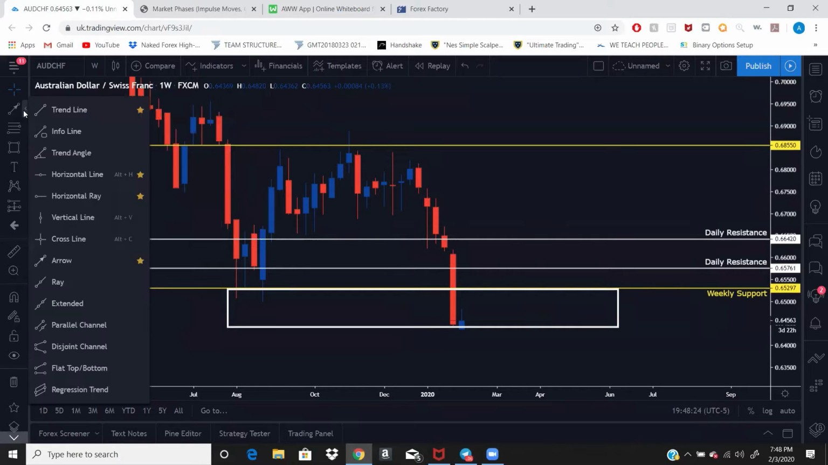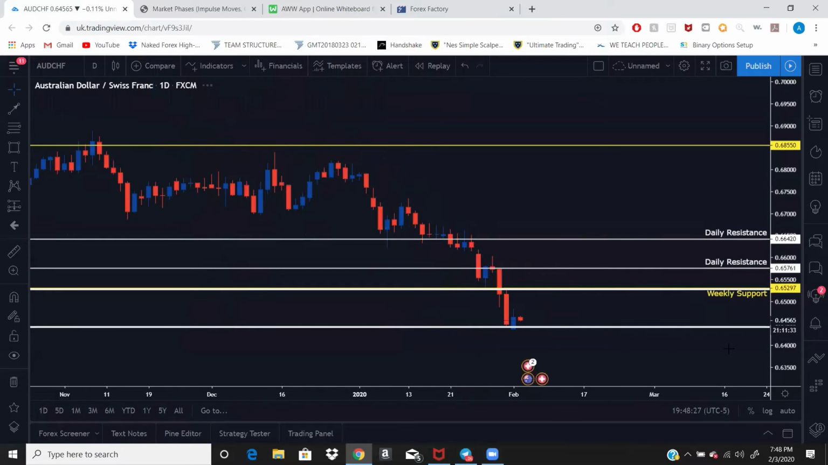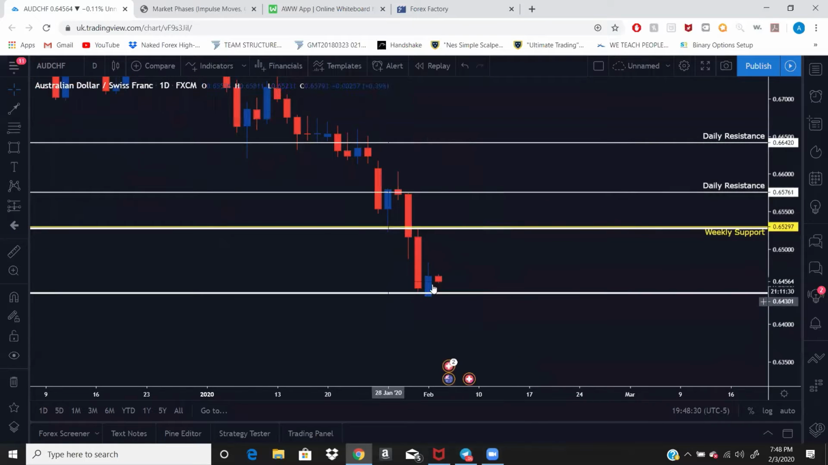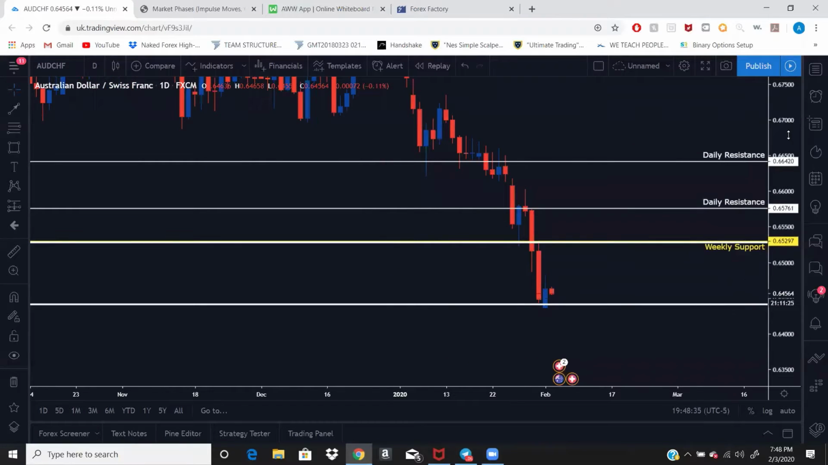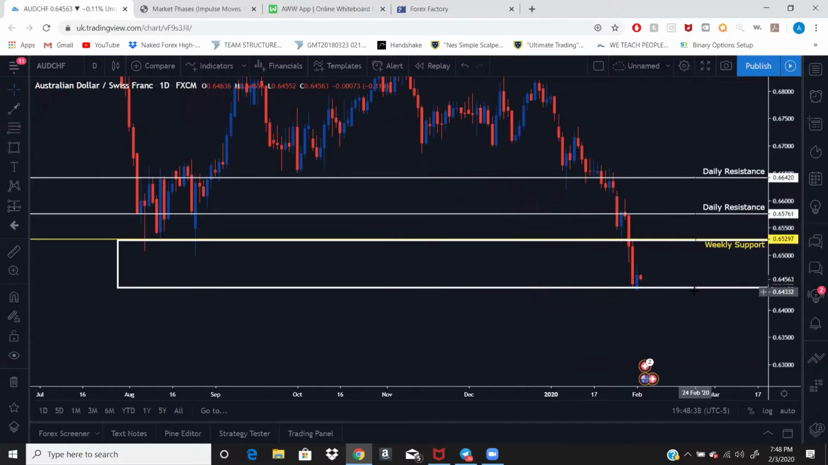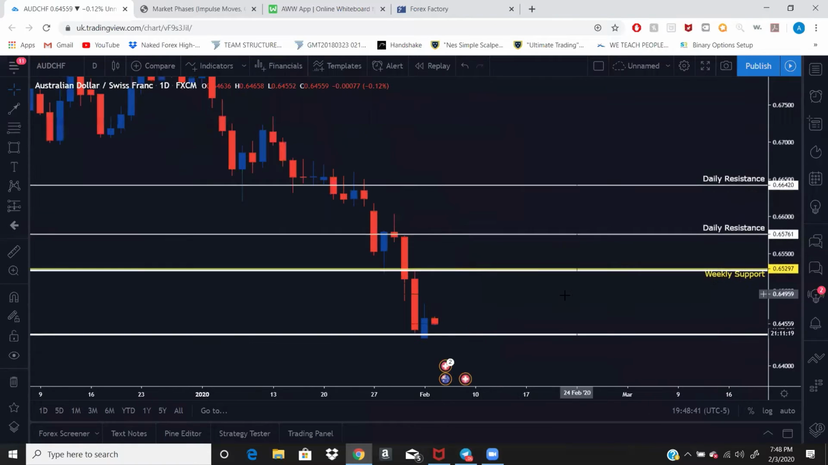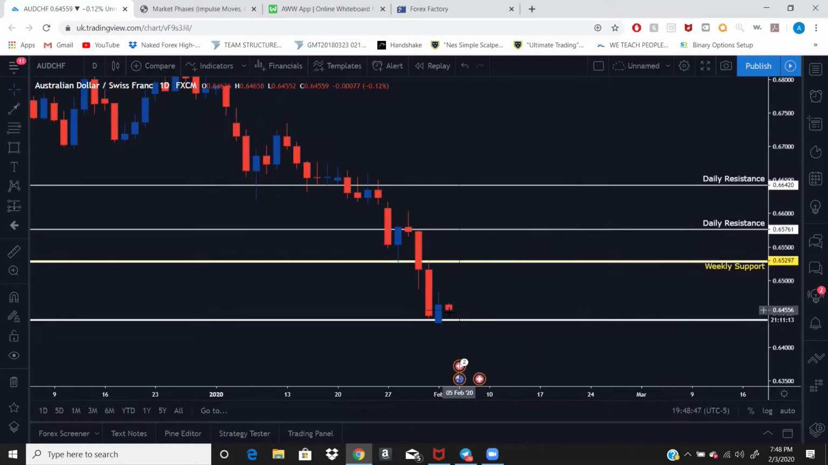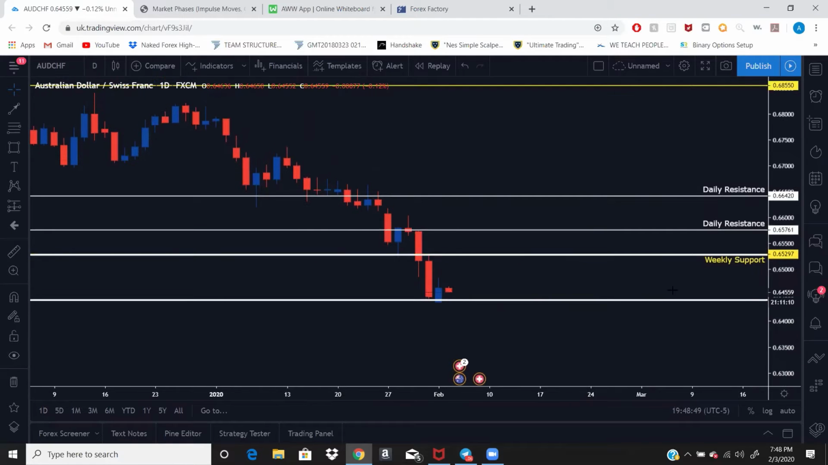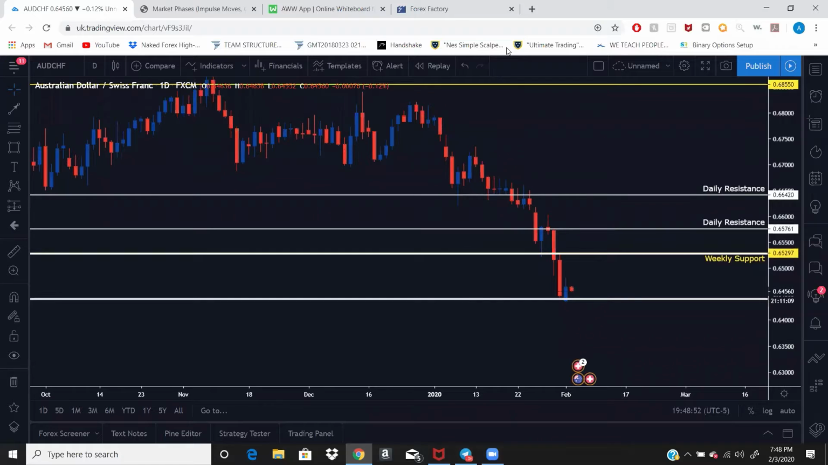Yep. And now on the daily, you see that it's rejecting, right? We have the bullish candlestick right there that just closed today at 5 p.m. So I would like to see some positive news out of Australia for this to continue recovery back to the upside. So for that reason, I'm still holding those buys, and I still see it recovering and coming back up.